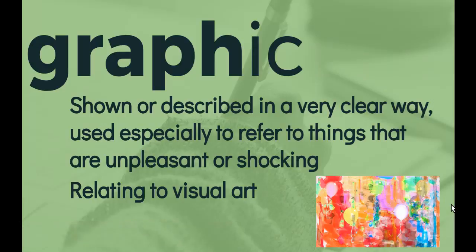Next is graphic. This is something shown or described in a very clear way, used especially to refer to things that are unpleasant or shocking. So you might talk about graphic images. I think of if you came upon the scene of an accident and it was pretty gross, you might say the images were very graphic. They were shocking, they were unpleasant, they were graphic.